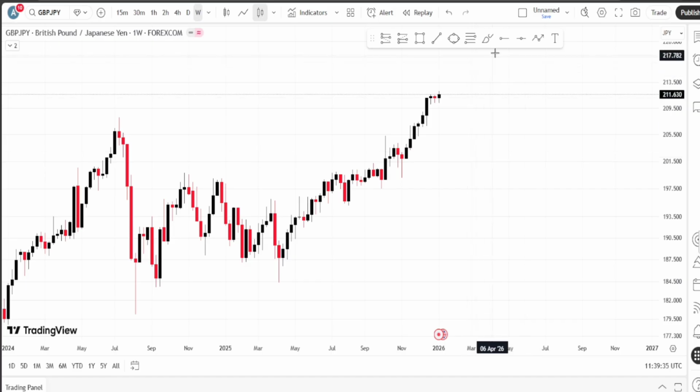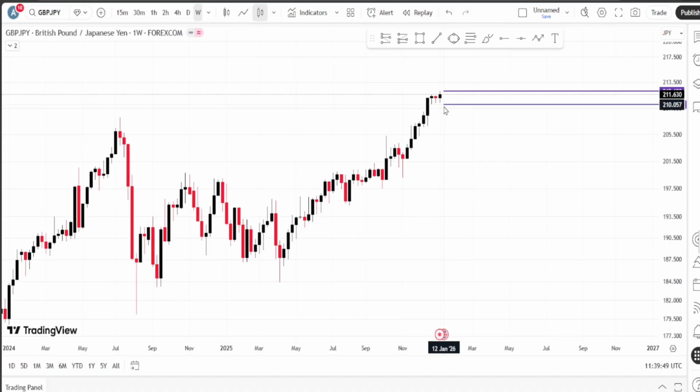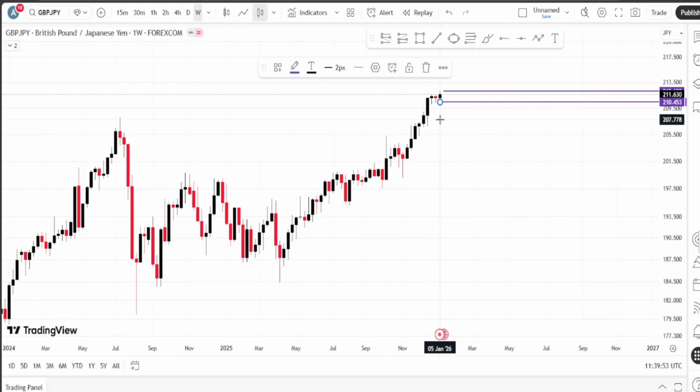Okay, so this was our market for last week on the pound yen. We had the 212 here, which is the last week high, and we have about 209, 208 here as a low. It was a little bit below that.